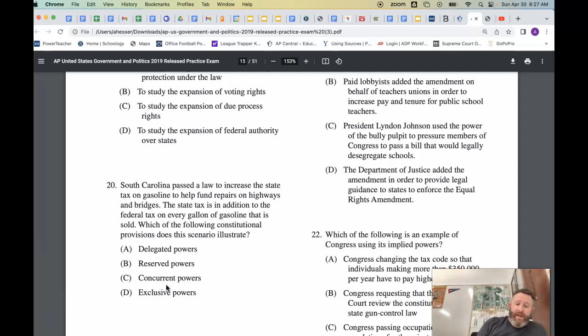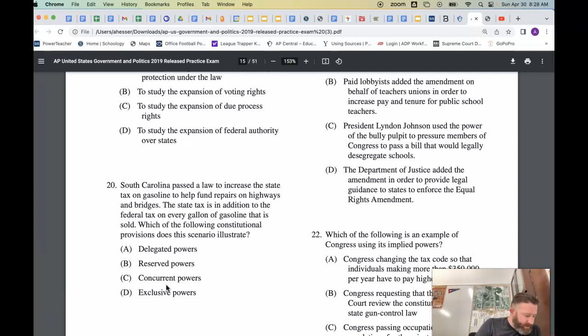Which of the following constitutional provisions does this scenario illustrate? C. Concurrent powers. Concurrent powers are those shared by state and federal government. Exclusive powers, D, would be powers that are not shared, that only the state government has or only the federal government has. Delegated powers refer specifically to the federal government. Reserved powers refer specifically to state governments. But C, this is a concurrent power.